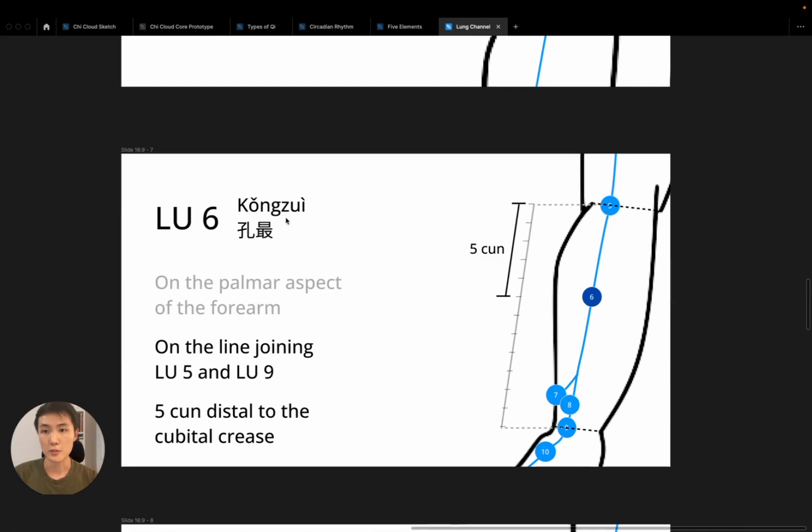Lung 6, 孔最, is on the palmar aspect of the forearm. It's on the line joining lung 5 and lung 9. Lung 9 is on the wrist crease. And so it's on the line joining lung 5 and lung 9, 5 cun distal to the cubital crease. So we'll just take a pause on lung 6 for now to look at lung 9's location.